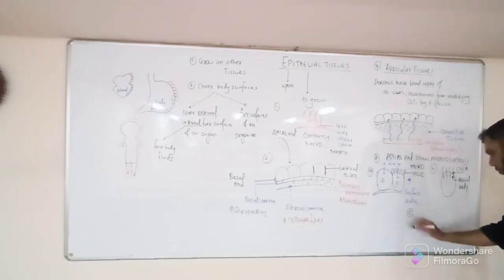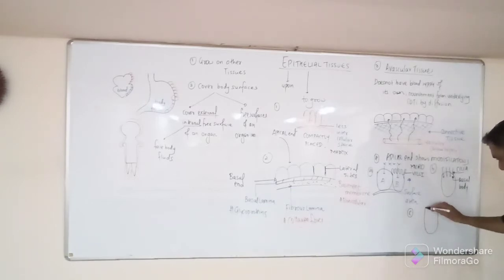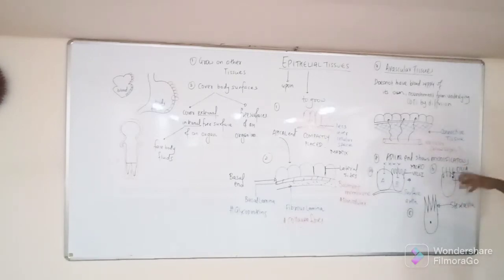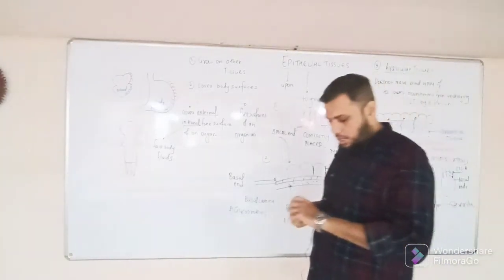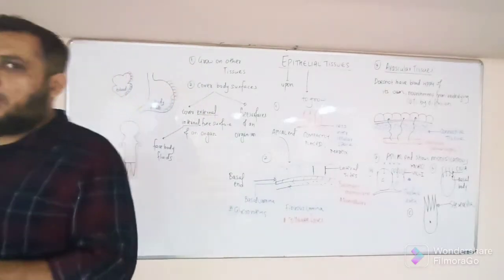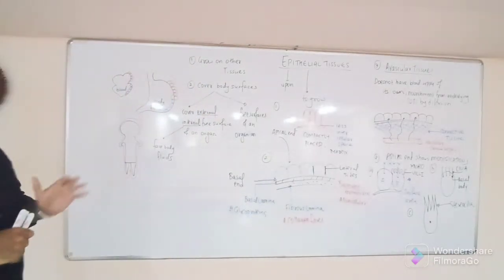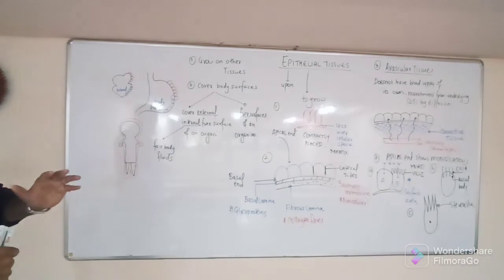The third modification, which we will not use in this chapter but in neural coordination later on, is that there are certain epithelial cells which show the presence of stiff projections, and these stiff projections are called stereocilia. So you have got microvilli, cilia and stereocilia, which are the different modifications found on the apical end. So these are the properties of epithelial tissues.